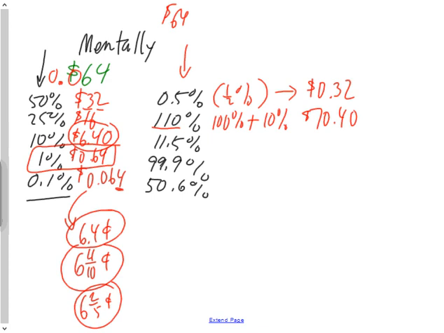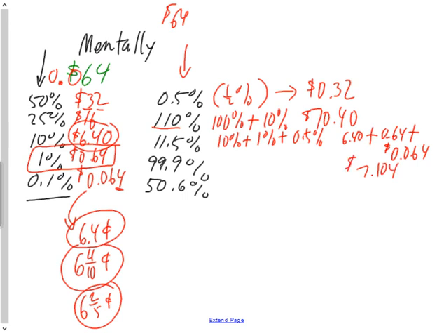And finally, or not finally, but 11.5% would be 10% plus 1% plus a half a percent, which equals 11.5. So 10% is $6.40, plus 1%, which is 64 cents, plus a half a percent, which is, as we said before, 32 cents. So we add those all together. I get $7.10 and 4/10 cents. Both ways would be appropriate to write.